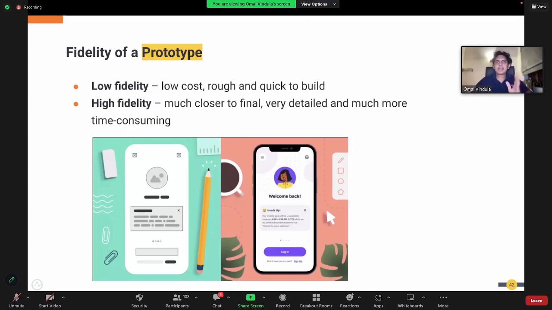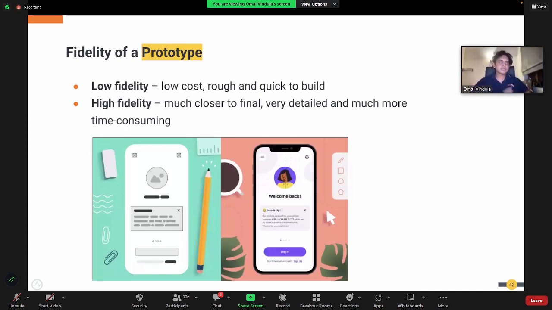Then we have high fidelity prototypes. High fidelity prototypes are very polished. They are much closer to your final product and very detailed, but they're also more costly and more time consuming. So ideally, you should start with the low fidelity prototype, finalize it, and then build your way to the high fidelity prototype. Because if you start with a high fidelity prototype, it takes a lot of time, and since it's the very beginning, it will take a lot of iterations to get it right. That means you are spending more time and more energy on these prototypes. So rather than that, just finalize the low fidelity prototype, and then come up with the high fidelity prototype.